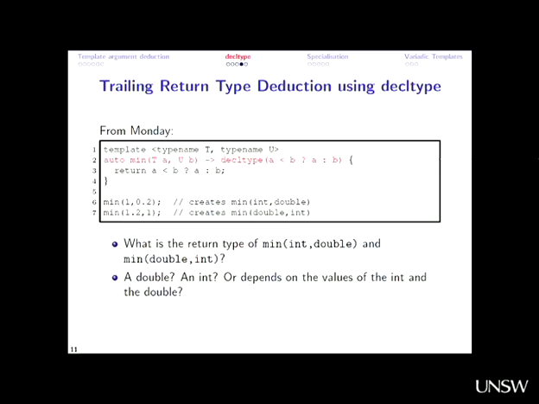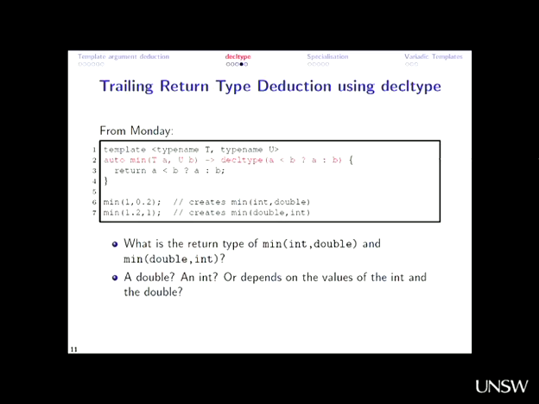I've got a bit of a quiz, a bit of a question for you. If I have min and it takes an int and a double, exactly the same as what we had on Monday, and the same situation but reversed, it takes in a double and an int, then what is the return type? Is the return type of these two functions both cases a double, both cases an int, or in one of the cases it's an int and one of the cases it's a double based on the values being passed in? What do people think?